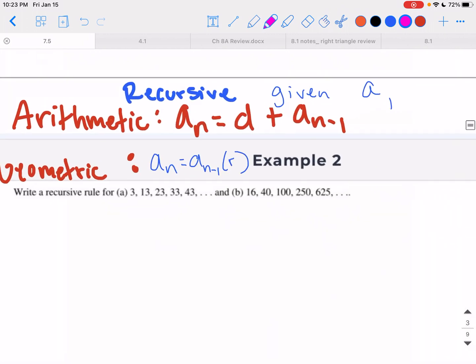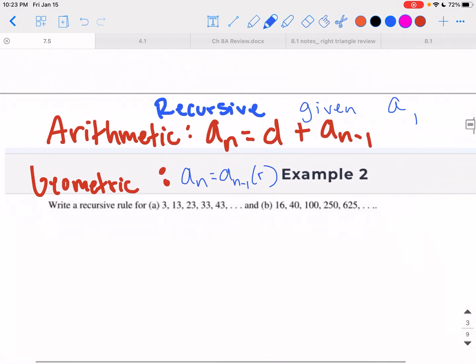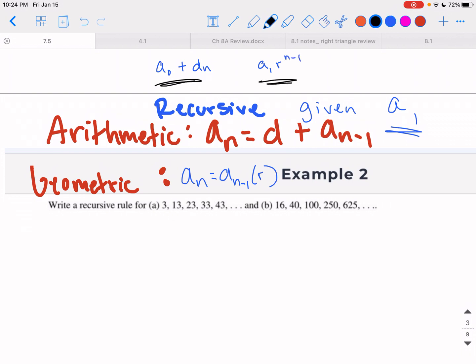Alright, now recursive, I mentioned earlier, only works if you're given the first term, a sub 1. We're used to seeing arithmetic explicit, where we do such as a sub 0 plus common difference times n, or geometric where you take a sub 1 multiplied by your common ratio to the power of n minus 1. These are the ones we're familiar with so far. Now recursive, the arithmetic and geometric formulas are all different. For arithmetic, it's a sub n is equal to the difference plus the previous term, a sub n minus 1. And a sub n minus 1 really just means the previous term.